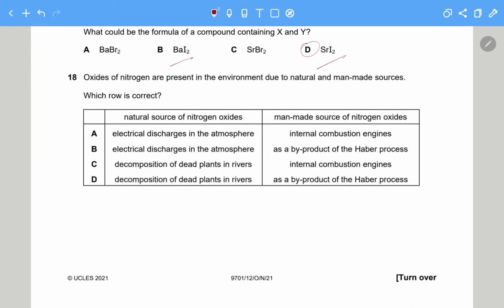Question 18. Oxides of nitrogen are present in the environment due to natural and man-made sources. Which row is correct? So the natural source of nitrogen oxide is always lightning, so electrical discharges in the atmosphere. Man-made source of nitrogen oxides is the internal combustion engine, and therefore A is the correct answer.